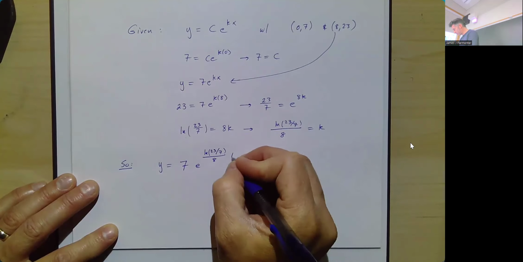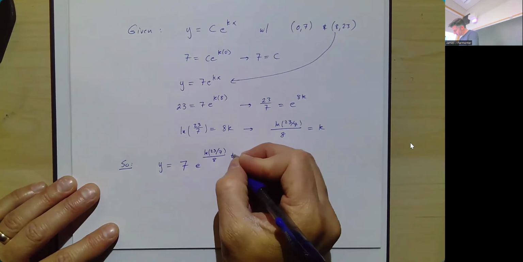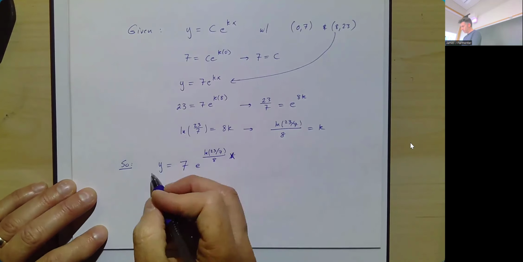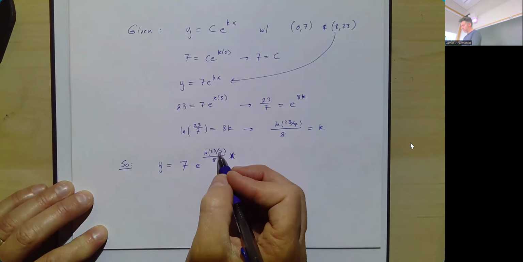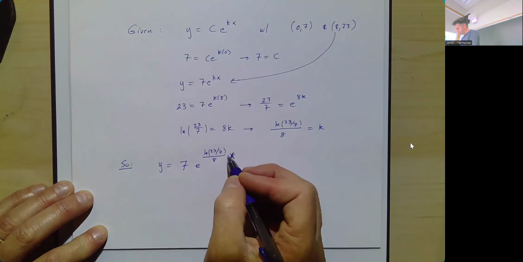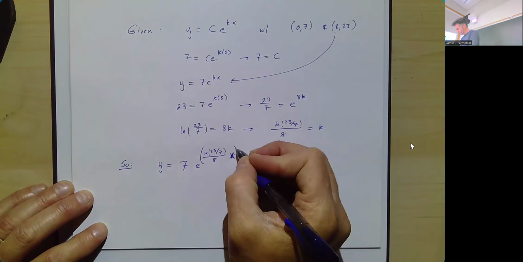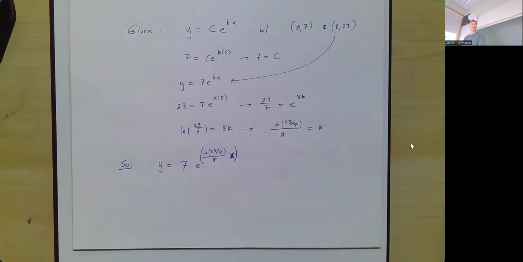Oh, then that's an x, not a t. Sorry. So y equals 7 e to the (natural log of 23 over 7, 8 over 8 times x), and I might put that in parentheses just so that we know it's all in the exponent there. See how that's a lot less work if you have 0 as one of your x inputs or your t inputs? How did you get 7 into C?